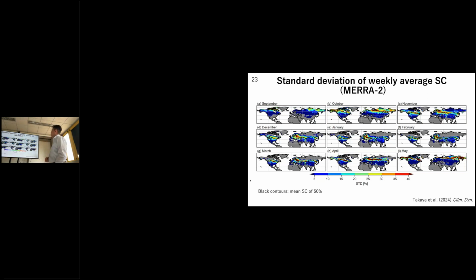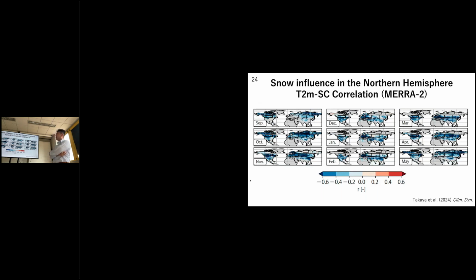So even just looking at this figure, we can immediately imagine that the snow impact actually has a strong seasonality. Then we first check the 2-meter temperature snow cover correlation. Again, we just see the blue curve. That means we see some linear associations between the 2-meter temperature and snow cover. But we see that different regions show different seasonality.